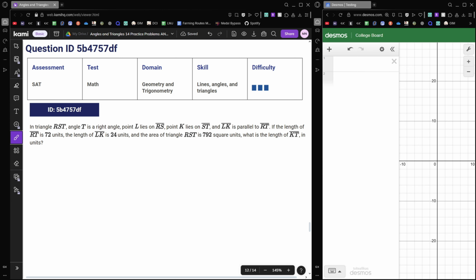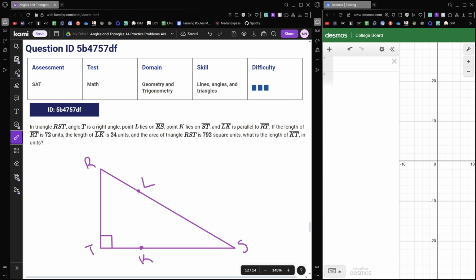Question number 12. In triangle RST, angle T is a right angle. Point L lies on line RS. Point K lies on line ST. And line LK is parallel to line RT. If the length of line RT is 72 units, the length of line LK is 24 units, and the area of triangle RST is 792 square units, what is the length of line KT in units?